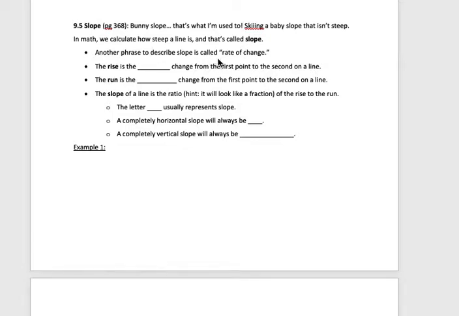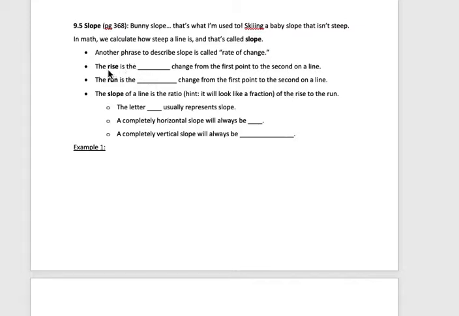In math, when we calculate how steep a line is, that is called slope. Another phrase to describe slope is rate of change. And I don't remember seeing that in your book, but it will be discussed if there's a question that says, what is the rate of change of whatever function? What that means is, what is the slope? Slope, rate of change, same thing.